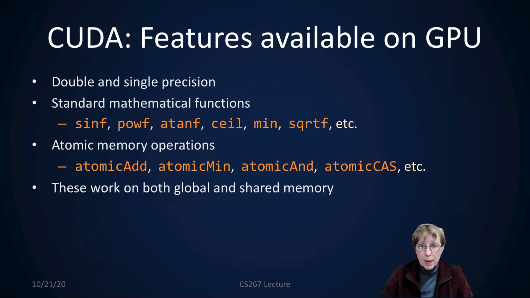And there's a bunch of arithmetic operations or standard math operations that you can get on a GPU. There's also atomic operations. These are very important for things like doing any kind of coordination between blocks, atomic adds and things like that, or compare and swap.